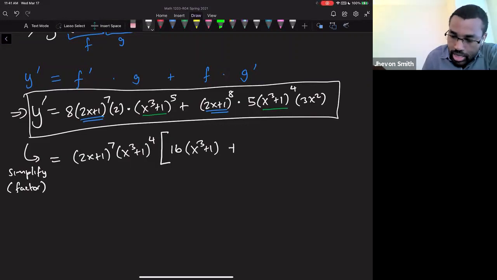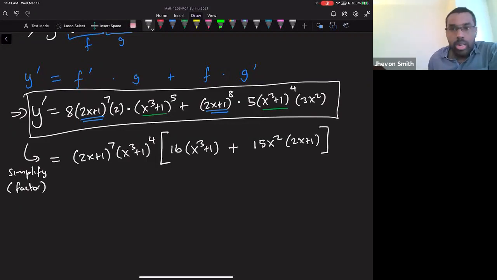Okay, so now we move on to the second thing. What do we have here left over? 15x squared. There's the 15x squared. Okay, what else? 2x plus 1. Anything else? I think that's it, right? So we have that left over.